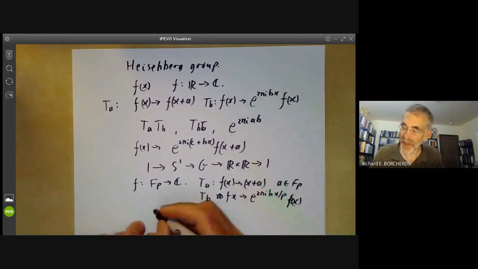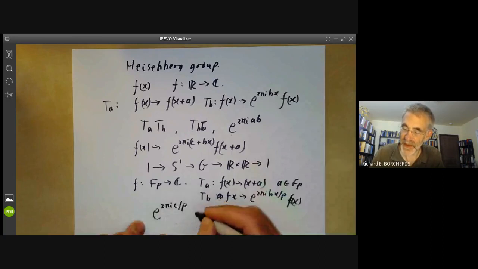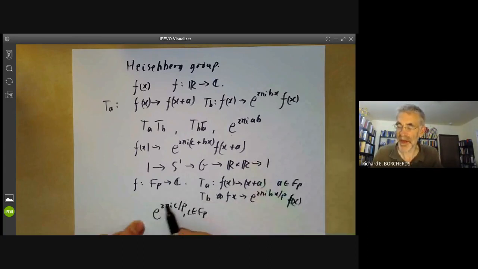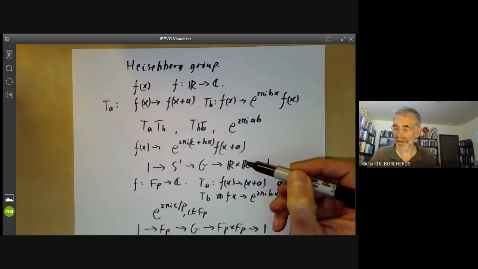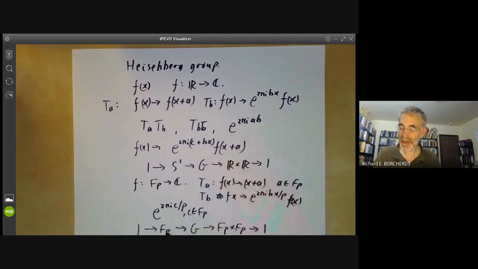And these commute with each other up to multiplication by something of the form e to the 2 pi i c over p for c in the finite field. And this is well defined because e to the 2 pi i x is periodic. So we get a group of order p cubed, which sits like this. So we just replace R by F_p and we replace S^1 by F_p. And this is now just one of the groups of order p cubed. In fact, it's isomorphic to the one of upper triangular matrices.